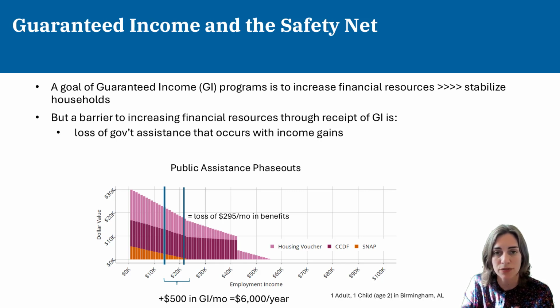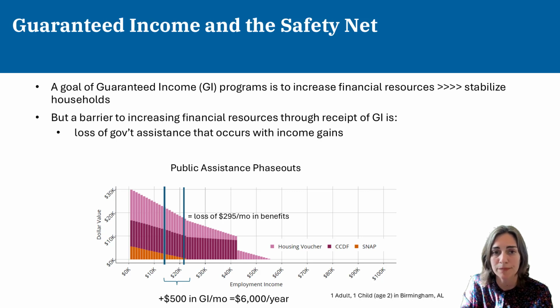This graph shows how three programs, housing voucher, child care subsidy, and SNAP, phase out with income gains for a family of one adult and one 2-year-old. If a family is sitting just below the poverty line at about $16,000 per year, and they receive $500 per month in guaranteed income, then they stand to lose about $295 a month in benefits, offsetting much of the amount gained through guaranteed income.